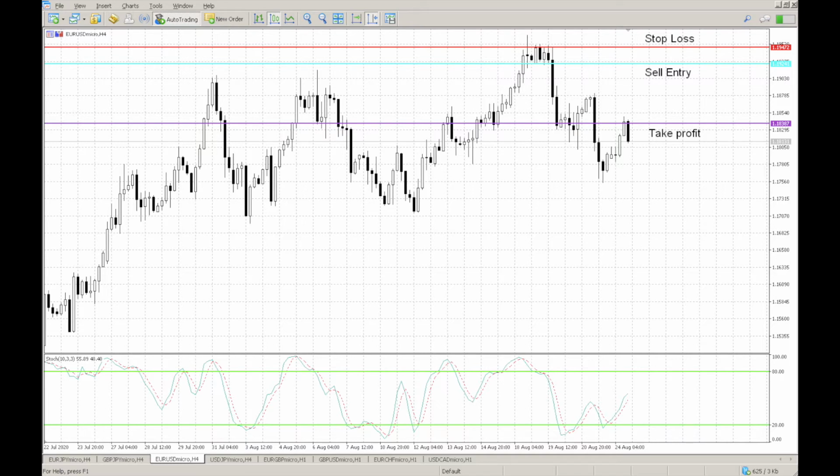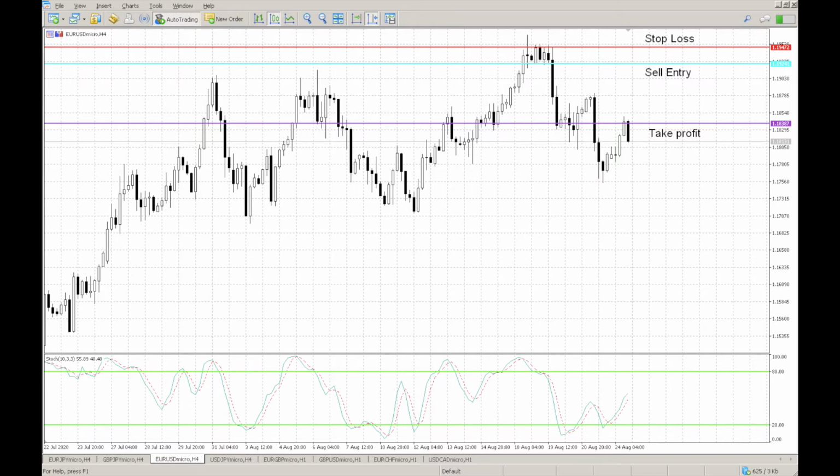There are 2 main reasons for this. Firstly, because tweezer tops appeared, and secondly, because the market was in the sell zone on the stochastic oscillator. As you can see in retrospect, the market continued dipping to about a price of 1.17560. However, I didn't know it would happen.